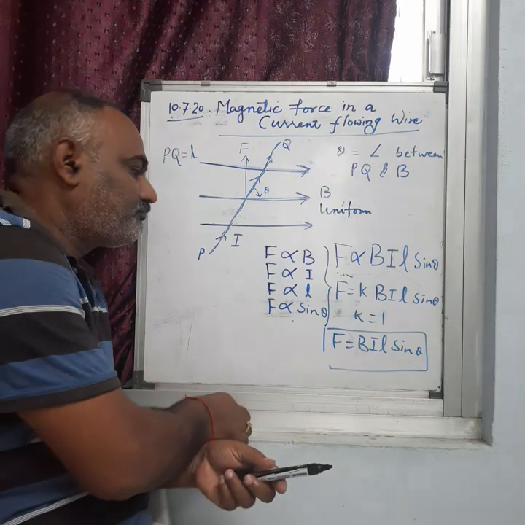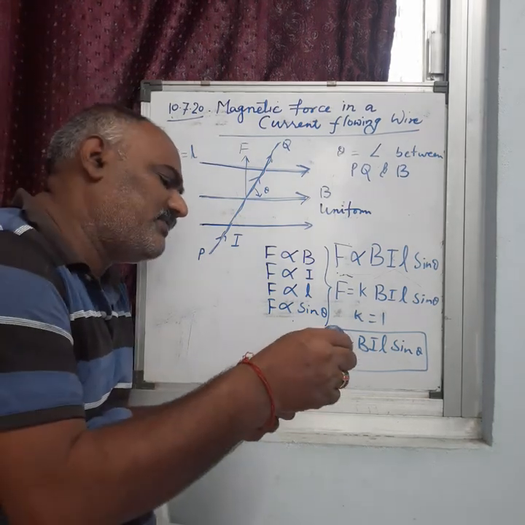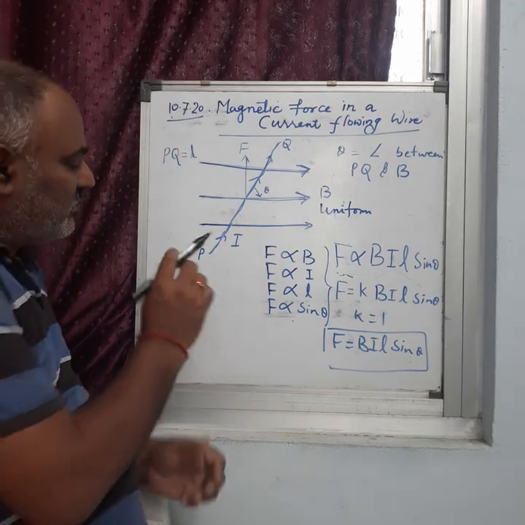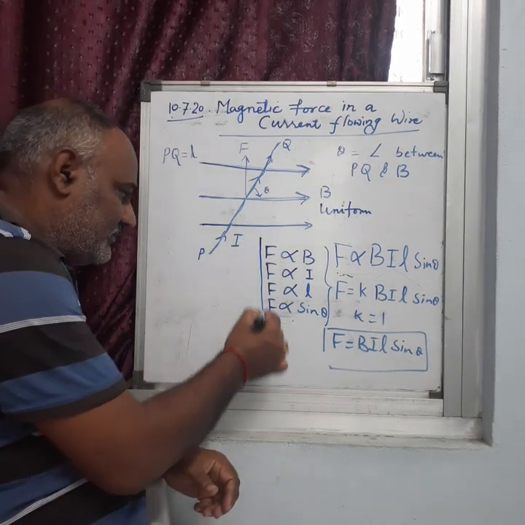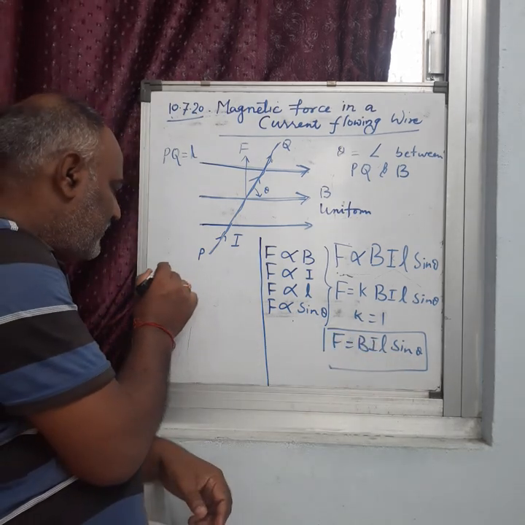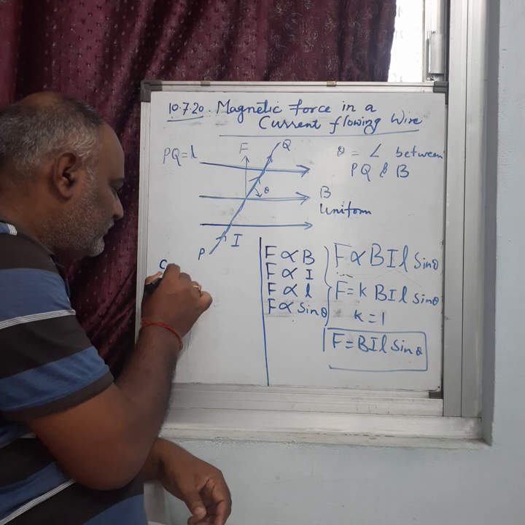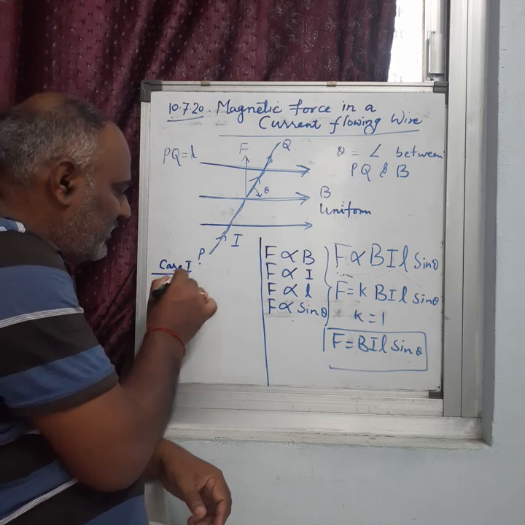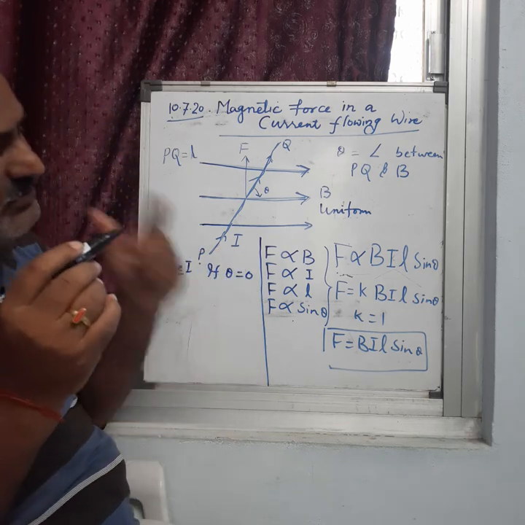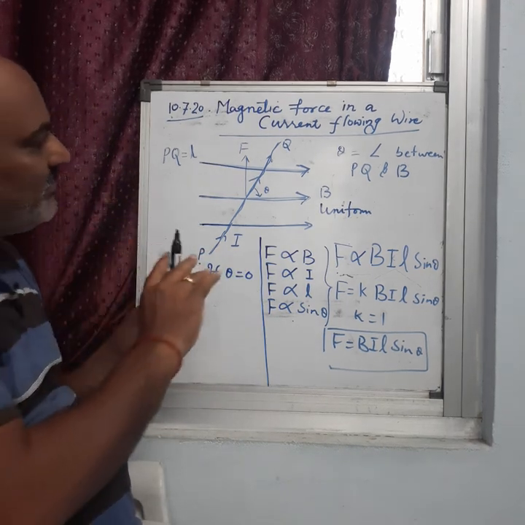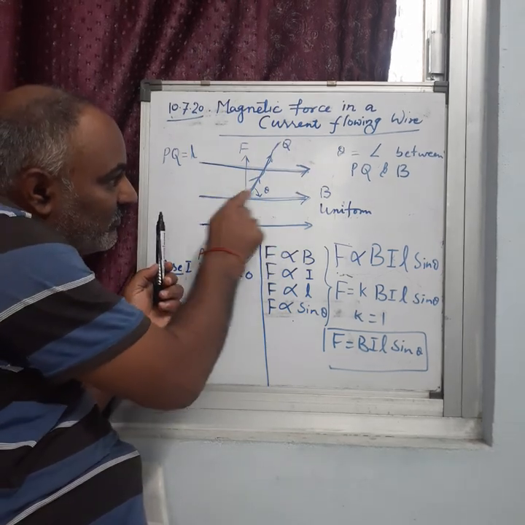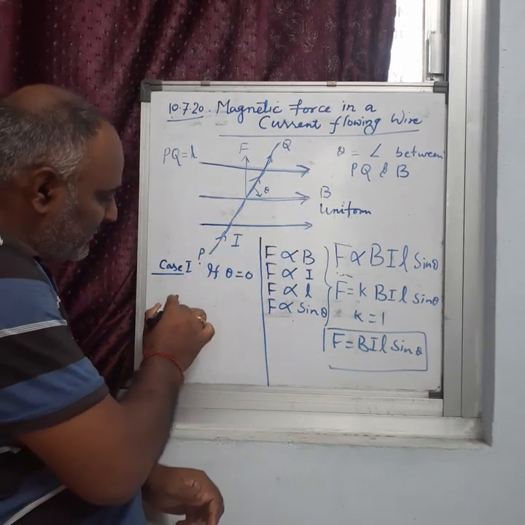We will see. Now, first of all, it is very important that theta is the major factor here. See, theta is the major factor. Case 1: if theta is 0, what does it say? Tell me. If theta is 0, what does it say? It means the wire PQ lies along the magnetic field B. See this situation.